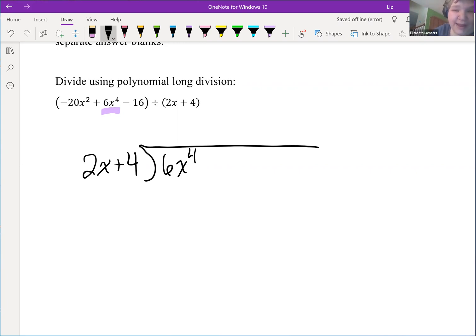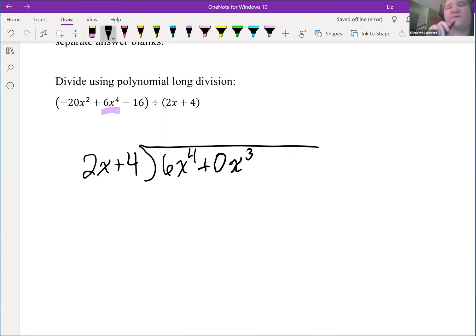So 6x to the fourth is our big term. Now, for the next term down, you have to account for every term that is a smaller power than x to the fourth. I need to see something in the x to the third position, something in the x squared, something in the x, something in the constant position. Even if I don't have a term in the original polynomial, I've got to put something. And in this case, the something I can add without changing the value is 0. So since there are no x cubes in the original, we are going to add 0 x cubes.